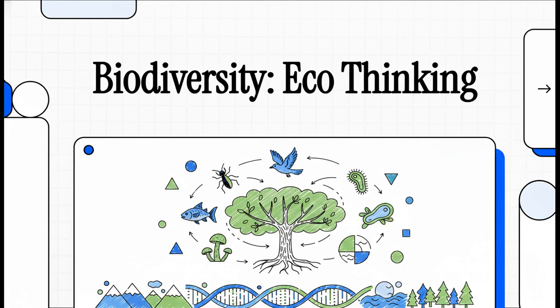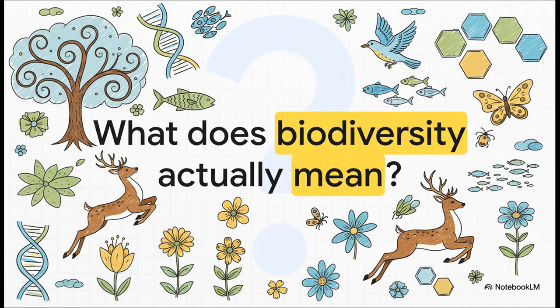Let's do this. So when you hear that word, you probably think of a bunch of different animals and plants. And you're not wrong, but that's just scratching the surface. It's only one piece of a much, much bigger puzzle. The real scientific way of looking at it is this powerful three-part tool for understanding the whole web of life on our planet, from the tiniest genes to massive landscapes.